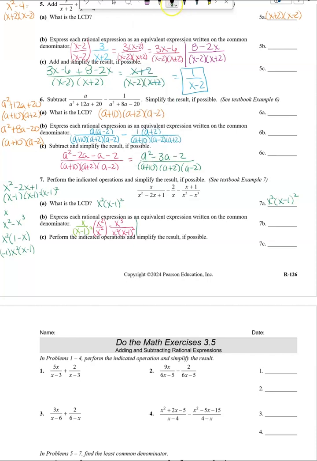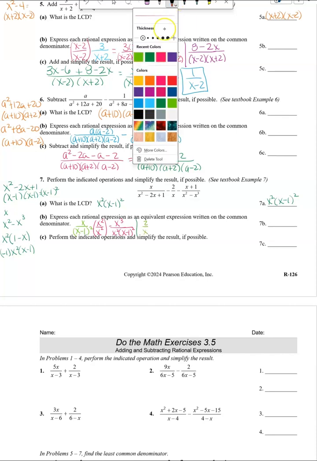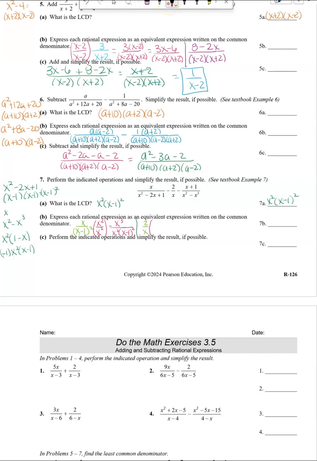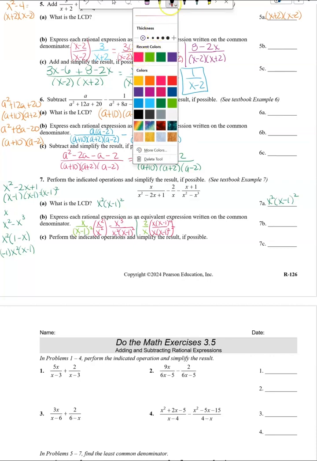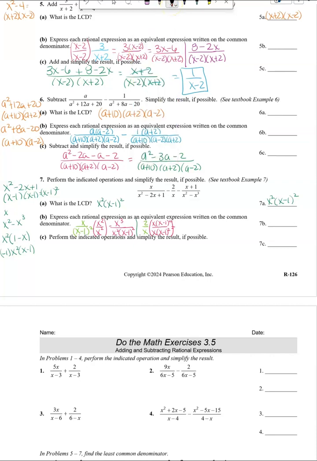Alright, now let's work on our second term. Now our second term is simply 2 over x. So we're going to multiply it, top and bottom, by x and then x minus 1 squared. That's going to equal, let's see, let's multiply all that out. Okay, so it's going to be 2x.